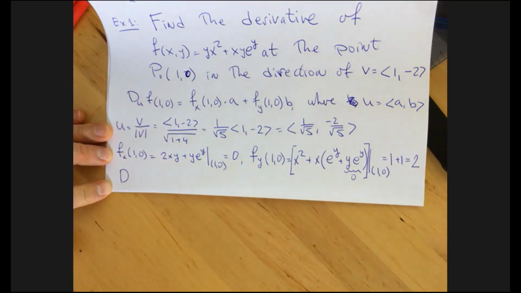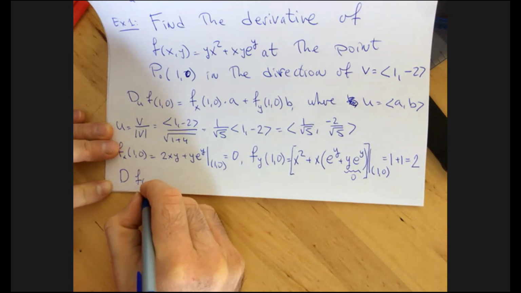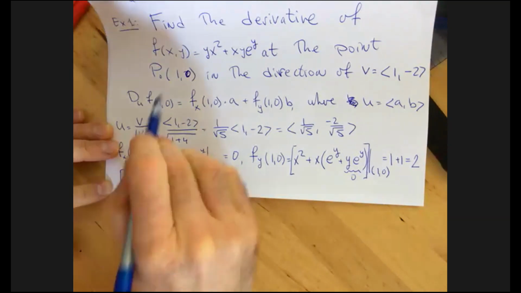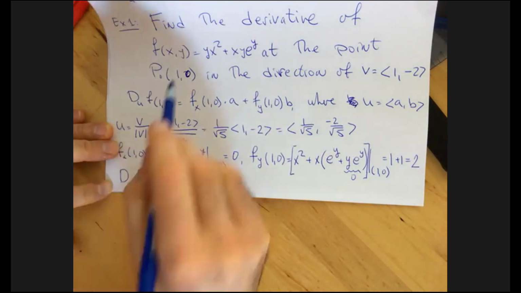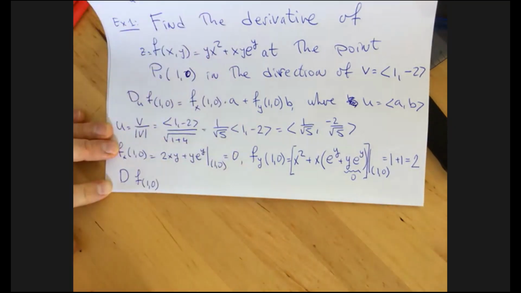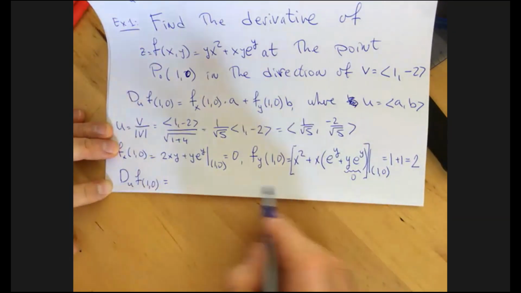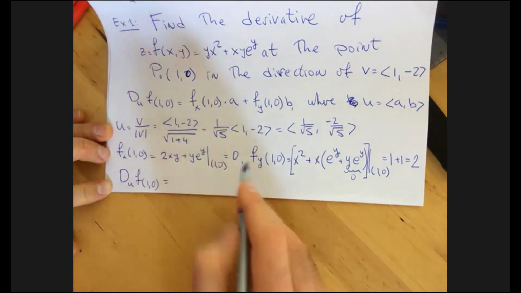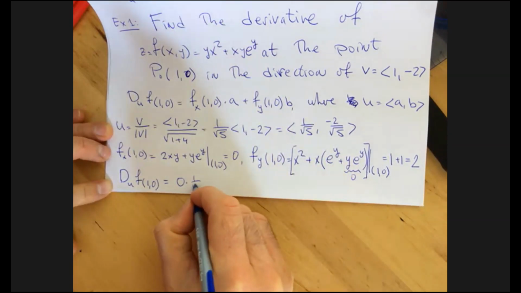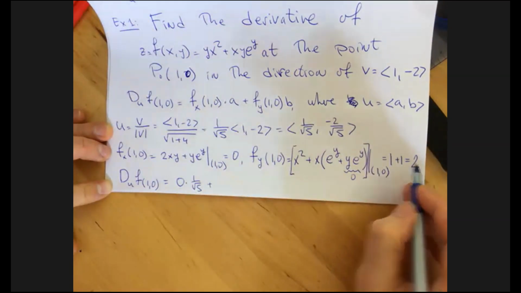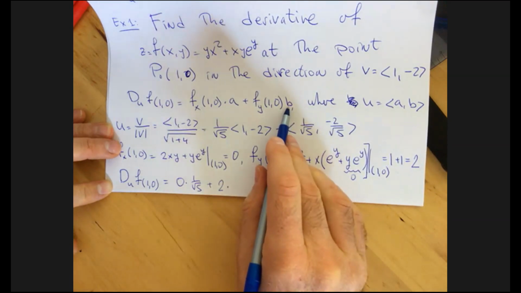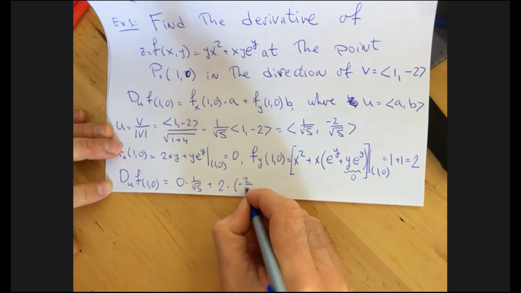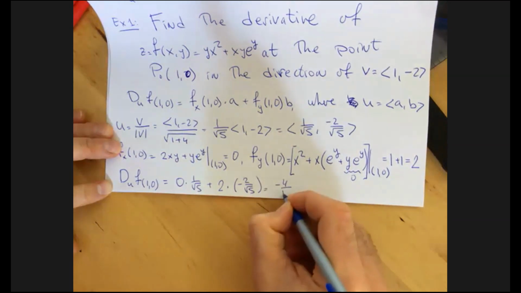And finally, if I want to find what is the slope at the point (1, 0), which belongs to this surface, in the direction of the u that we found, it is just going to be equal to partial f partial x evaluated at this point, which is 0, times 1 over square root of 5, plus partial f partial y, which is 2, times the y component of the unit vector, which is negative 2 over square root of 5. So you get negative 4 over square root of 5.